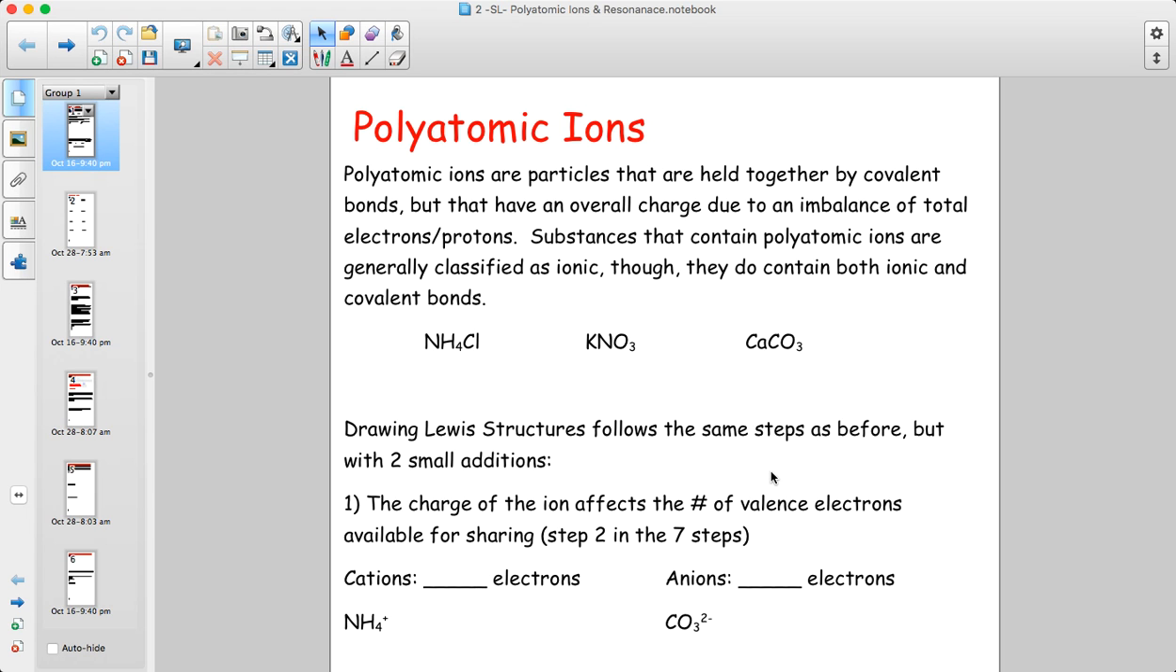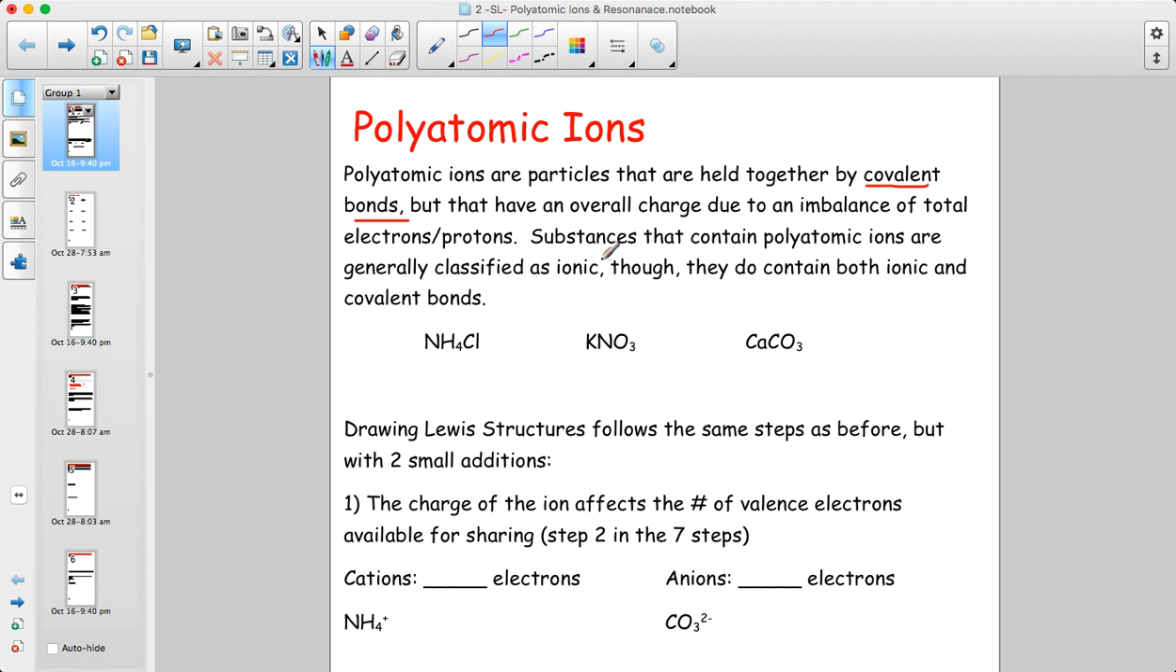So polyatomic ions are, in some ways, a lot like molecules, and in some ways, quite different. They are particles that are held together by covalent bonds in the same way that molecules are. However, overall, they have a charge due to there somehow being an imbalance of the total number of protons and electrons. So essentially, either they are missing an electron or they have gained a couple of extra electrons along the way, which has given the particle an overall charge. But the atoms themselves are held together by covalent bonds.